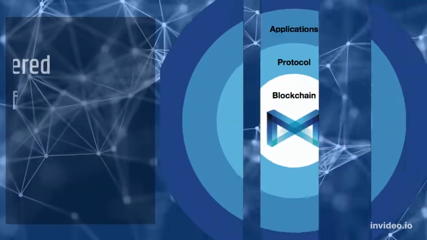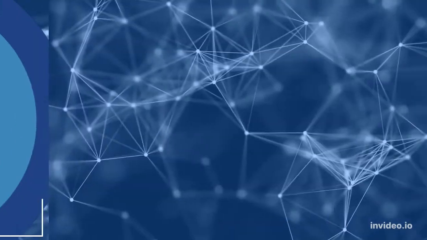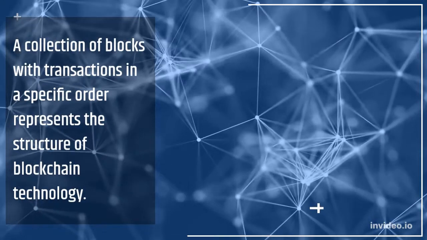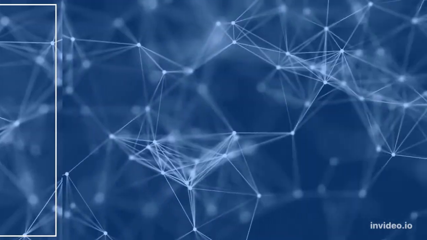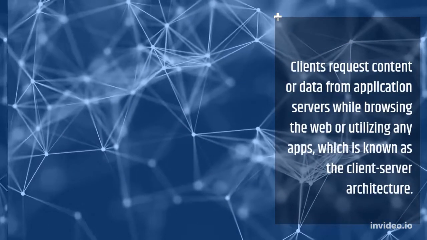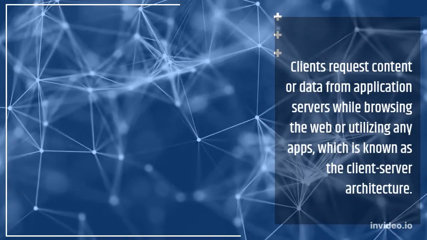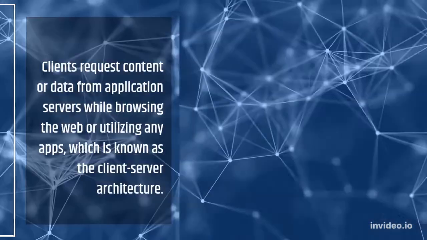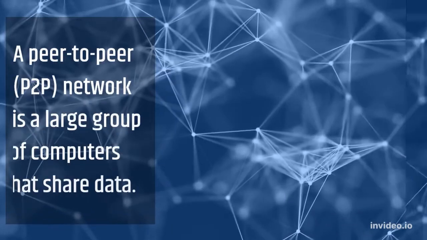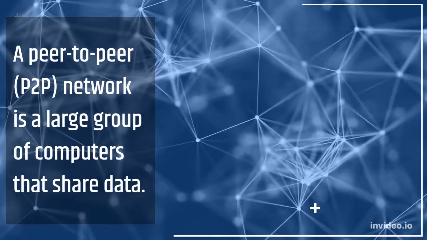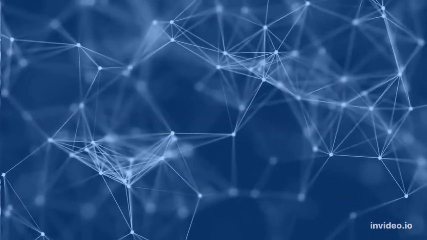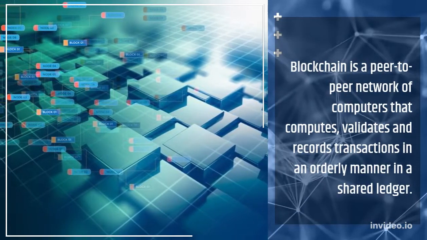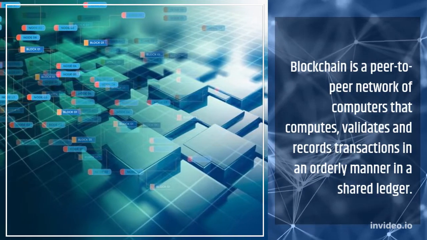The layered structure of the blockchain architecture. A collection of blocks with transactions in a specific order represents the structure of blockchain technology. Clients request content or data from application servers while browsing the web or utilizing any apps, which is known as the client-server architecture. A peer-to-peer network is a large group of computers that share data. Blockchain is a peer-to-peer network of computers that computes, validates and records transactions in an orderly manner in a shared ledger.